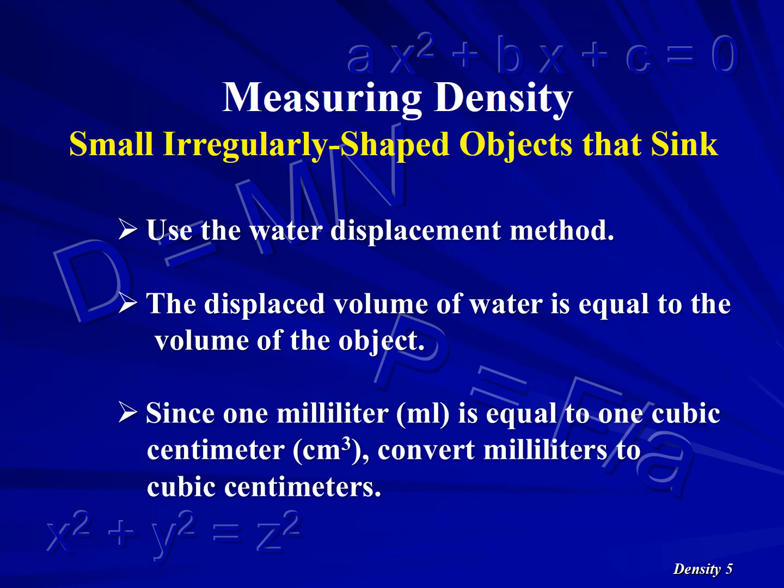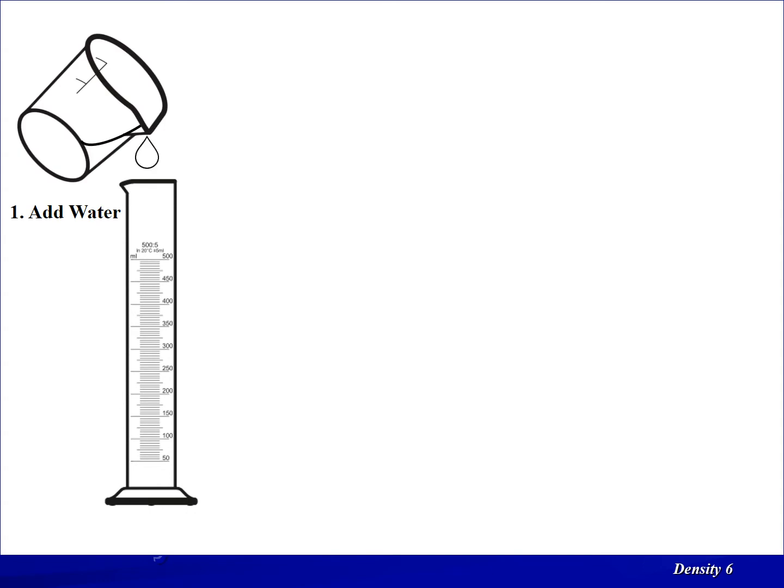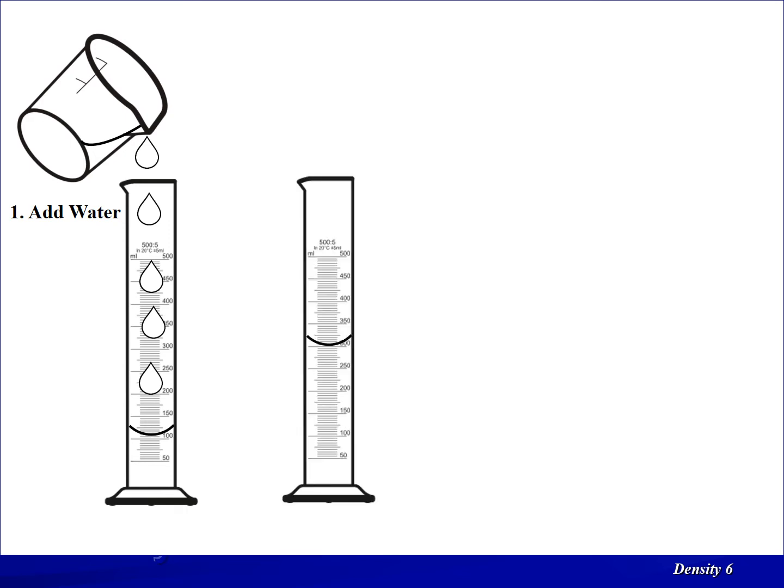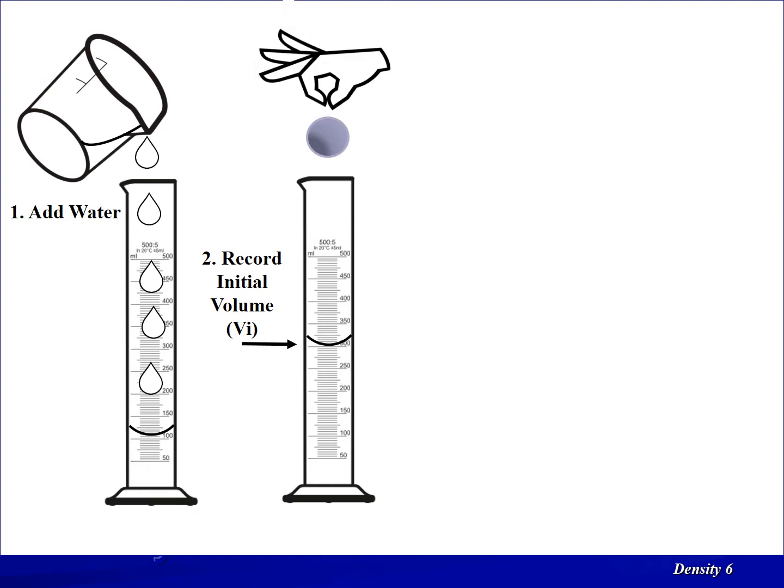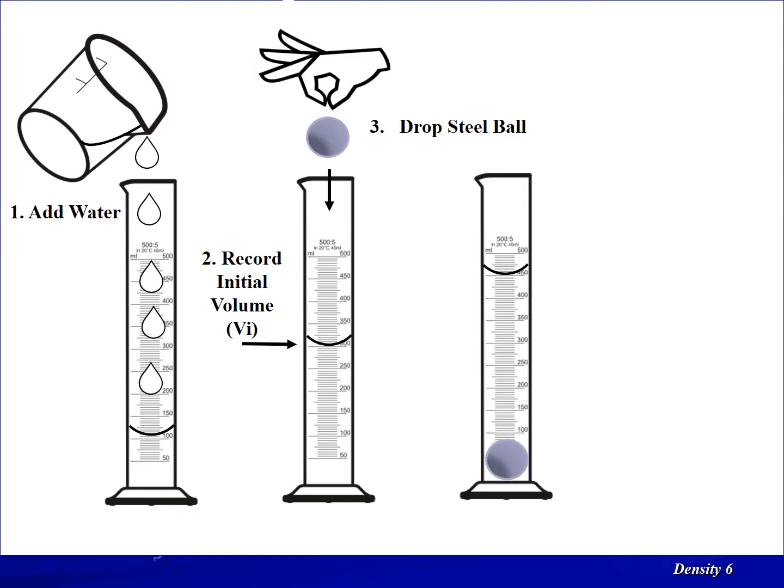To measure the density of a small irregularly shaped object that sinks, we use the water displacement method. Remember that 1 milliliter on a graduated cylinder is equal to 1 cubic centimeter. Add water to a large graduated cylinder to about the halfway mark and record the volume as Vi. Drop a small oddly shaped steel ball into the cylinder and observe that the ball sinks and the water rises. Record the new volume reading on the graduated cylinder as Vf.